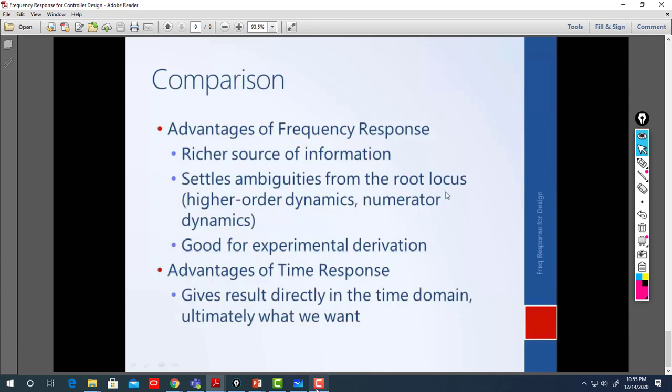Okay, that's it for this chapter. Now we'll do more exercises using the Bode plot or the CISO tool.